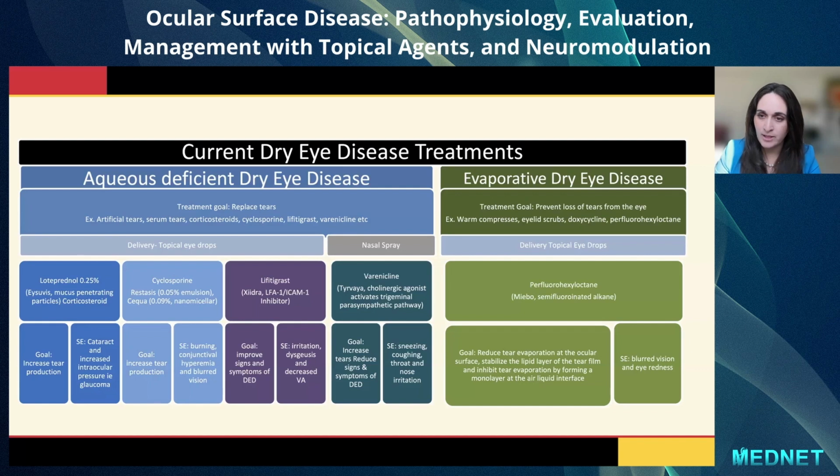The topical eye drop is perfluorohexyloctane, which is a semifluorinated alkane, and the goal is to reduce tear evaporation on the ocular surface and stabilize the lipid layer of the tear film. You can have blurry vision and eye redness with that. Again, each of these therapies has their own risk factor profile.